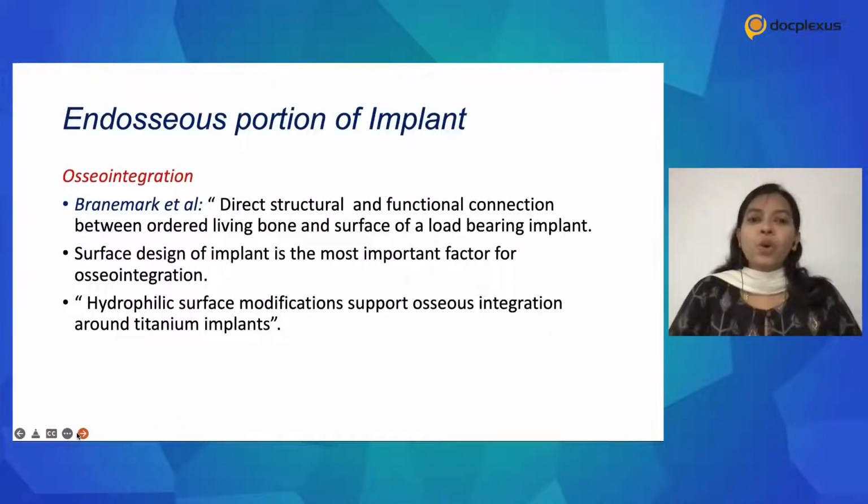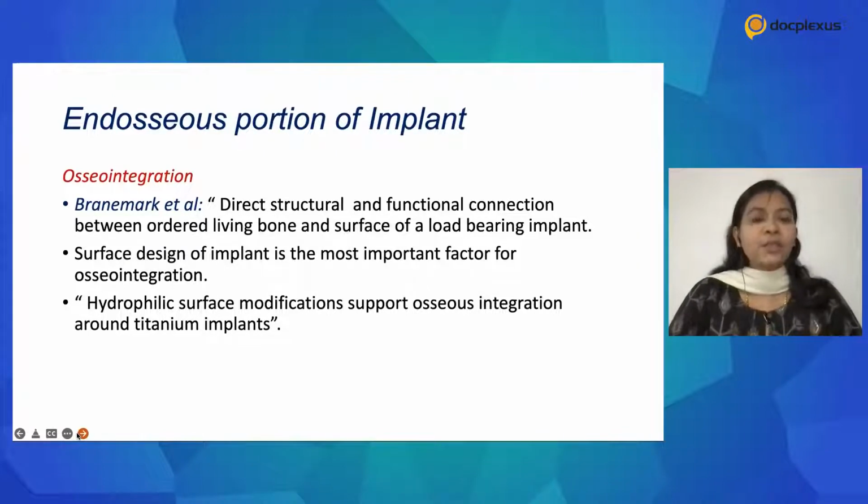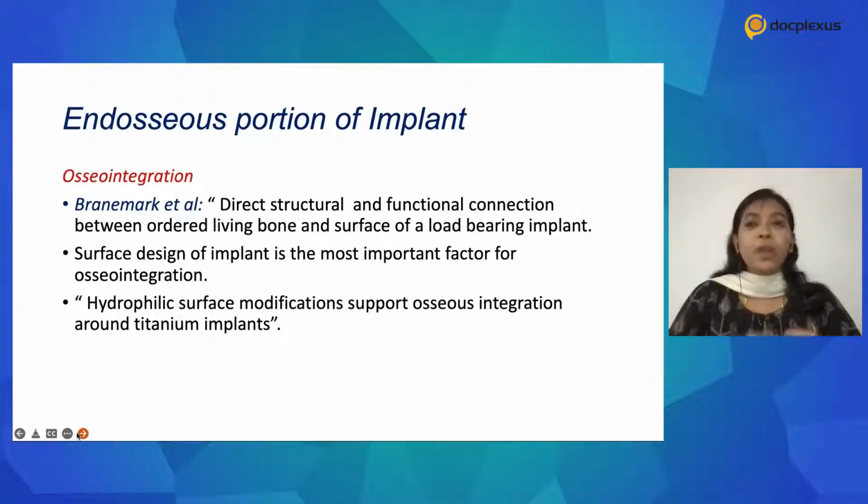Next, coming to an important connection. On and off, whenever we talk about implants, we talk about the direct structural and functional connection, which is called osseointegration, as stated famously by our father of implantology, Brånemark et al. As the definition goes, this tight structural and functional connection should be established in order to have a good long-lasting implant. So the implant survival rate very well depends on this process called osseointegration.